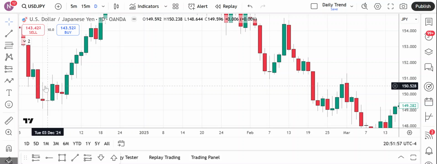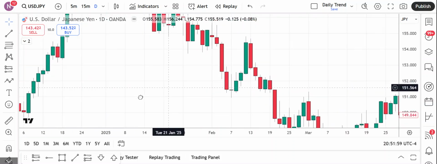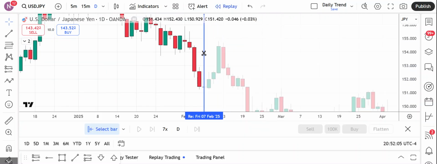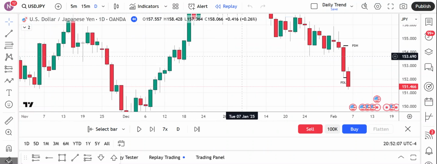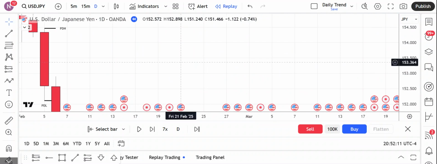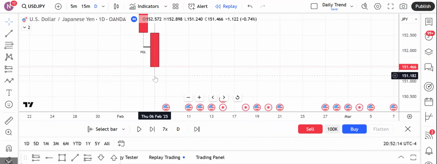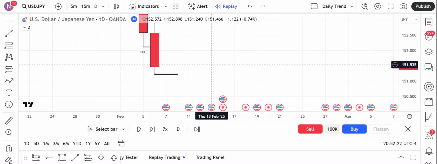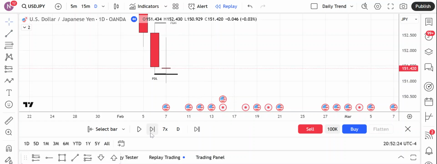But I want another one. Well, no, that's still a little too far back. Okay, we'll do this one. All right, so we have a red candle right here, Thursday. Bias is long. What must I see? Price go below the low, which it does right here.